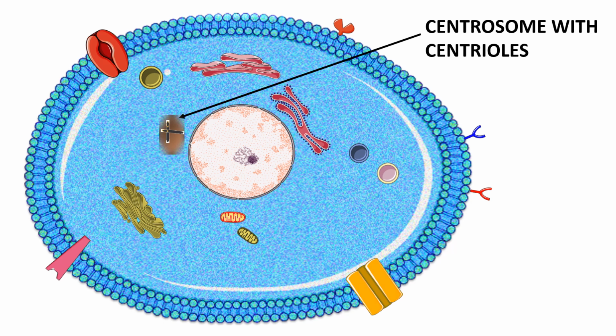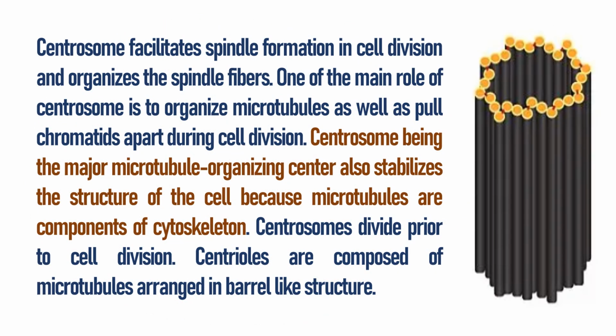The centrosome is a non-membrane-bound organelle and is composed of two centrioles surrounded by the pericentriolar matrix. Centrioles are microtubule rings. Centrosome facilitates spindle formation in cell division and organizes the spindle fibers. One of the main roles of centrosome is to organize microtubules as well as pull chromatids apart.